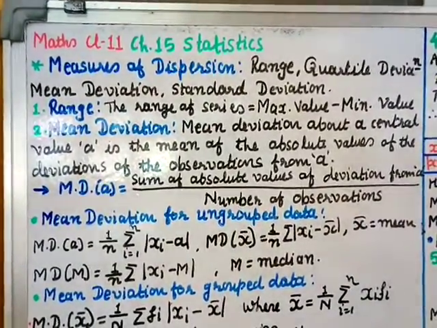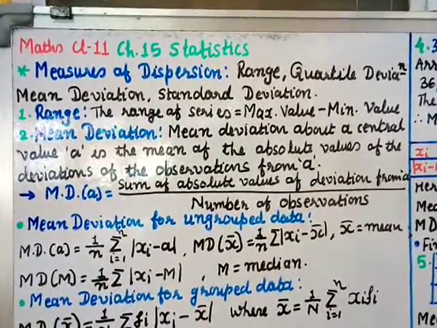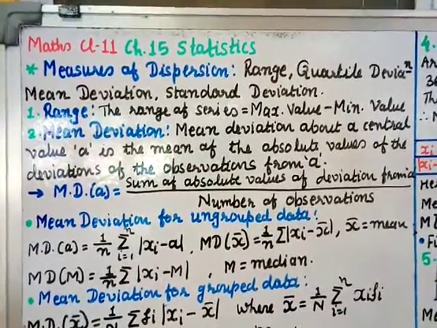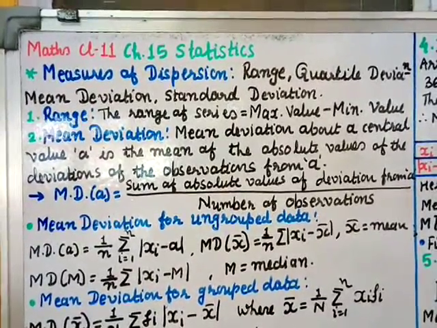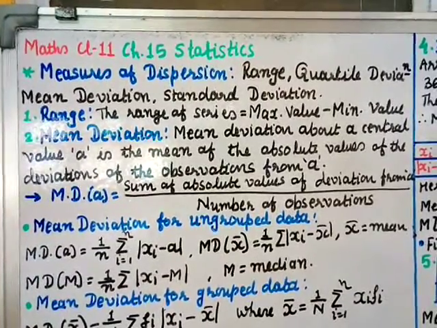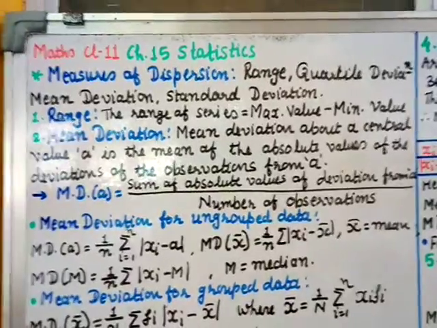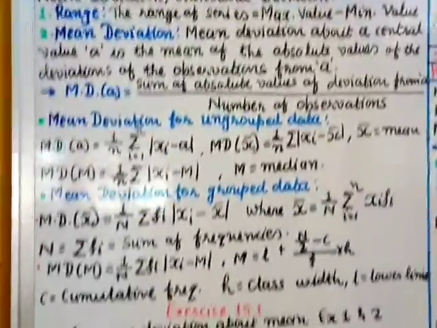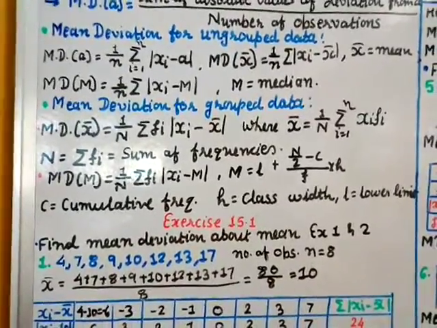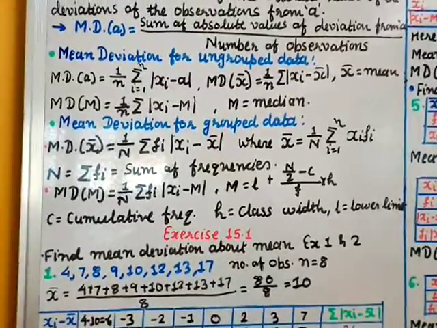So mean deviation about a central value. The central value can be the mean or the median. That is given as the mean of the absolute values of the deviation of the observations from the central value. Okay, so that is called your mean deviation. Now here I am going to give you the formulas for mean deviation, how to calculate. We are going to write only the formulas and we'll use these formulas to calculate the exercise.